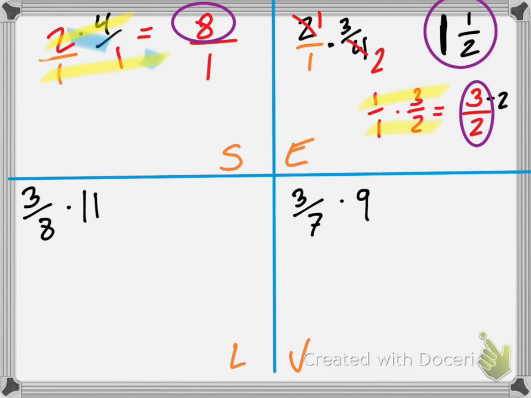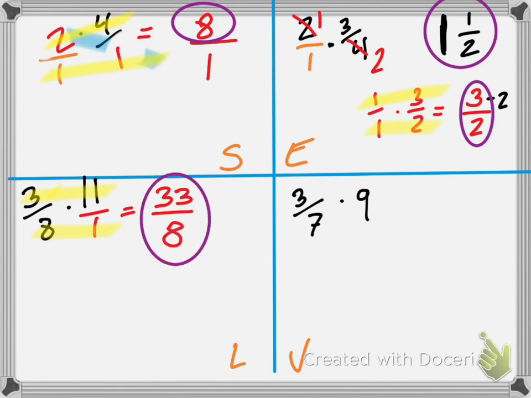Lucas, let's do this one. We already know that 11 as a fraction is 11 over 1. Can I cross cancel anything here? No. So I just gotta multiply across. What do you get when you across multiply? 3 times 11 is 33. 8 times 1 is 8. Perfect. So we get 33 eighths.